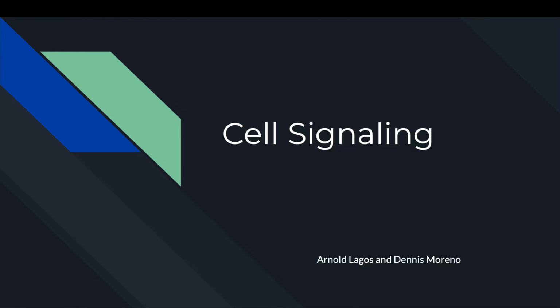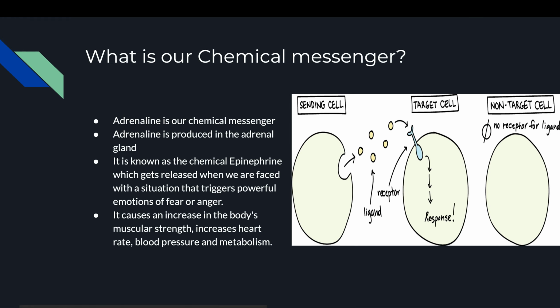This is our cell signaling project over adrenaline, or the hormone otherwise known as epinephrine. Cell signaling is a process by which cells can communicate through chemical absorption. In chemical signaling, there are two cells involved: the sending cell and the target cell. The sending cell releases a ligand, which is then intercepted by the target cell's receptor.